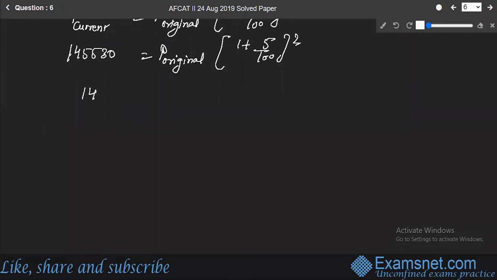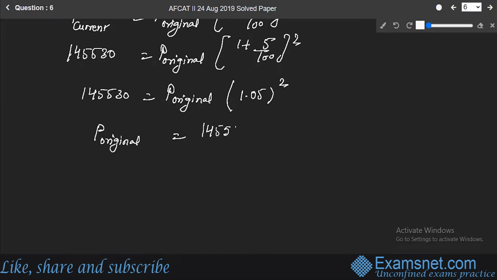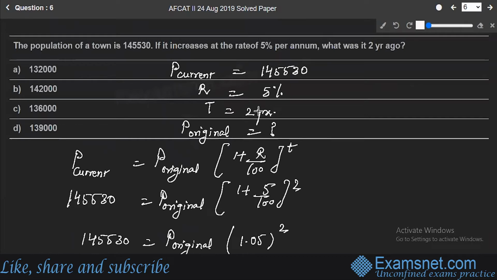So 145530 is equal to original population into 1.05 square, or you can say original population is equal to 145530 divided by 1.05 into 1.05, which will evaluate to be 1,32,000. This is the required answer to the question. So let's check out the options. Option A is the answer to the question.